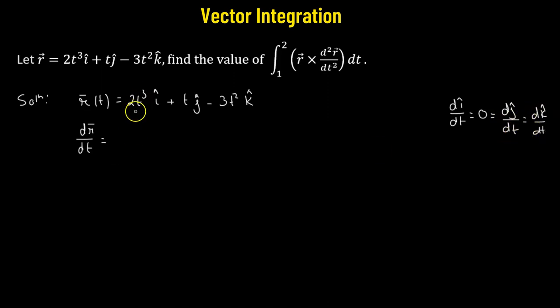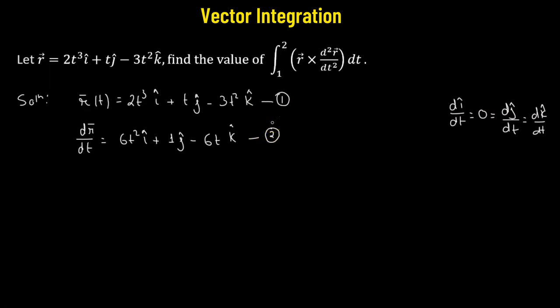That means we are left with the derivative of 2 times t cubed, which is 6t squared i cap, plus the derivative of t, which is 1 j cap, minus the derivative of 3t squared, which is 6t k cap. So let's label this as equation number 1 and this one as equation number 2.